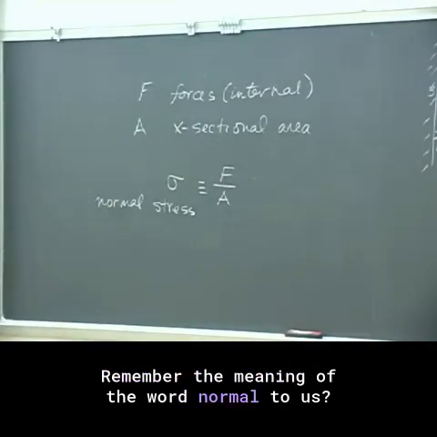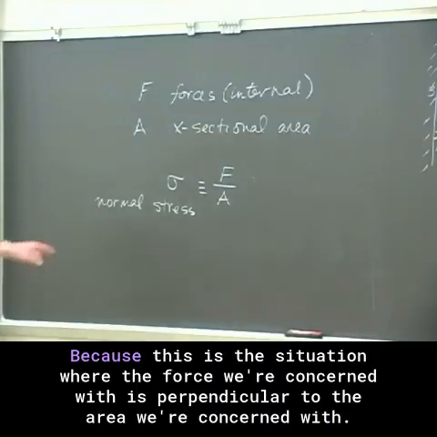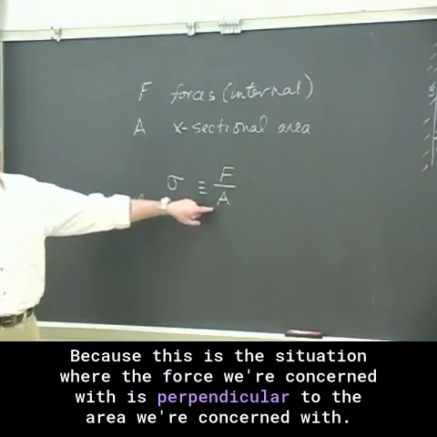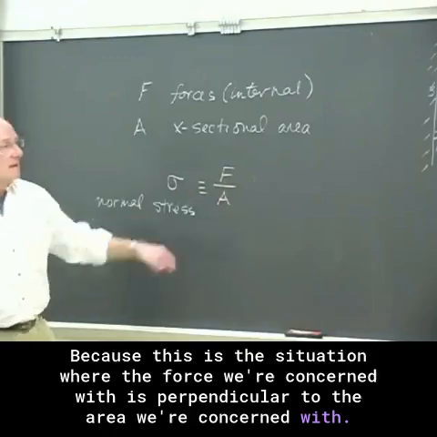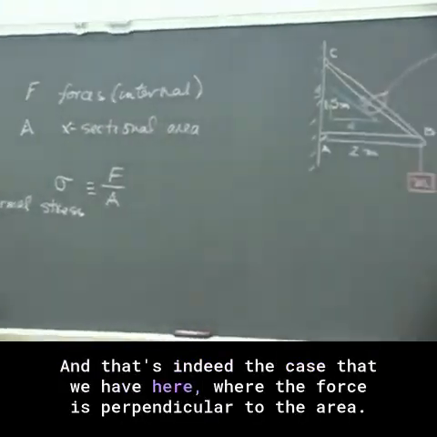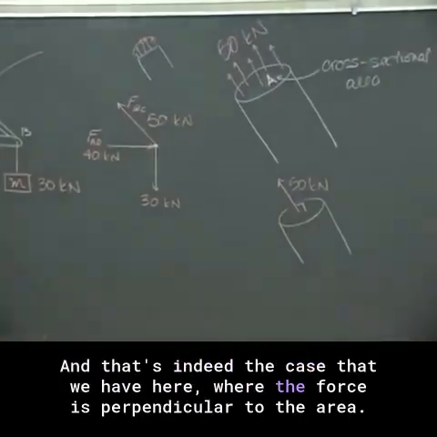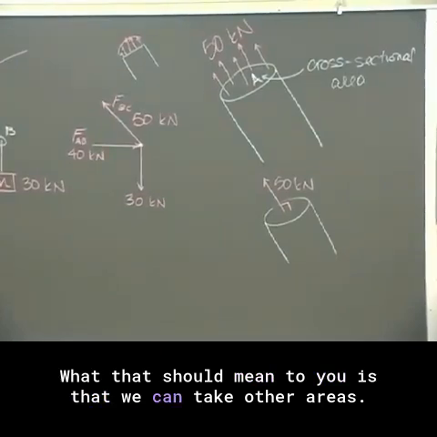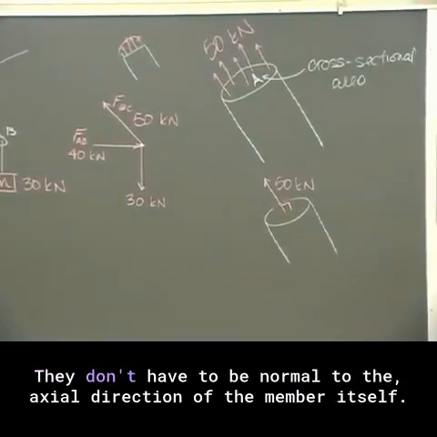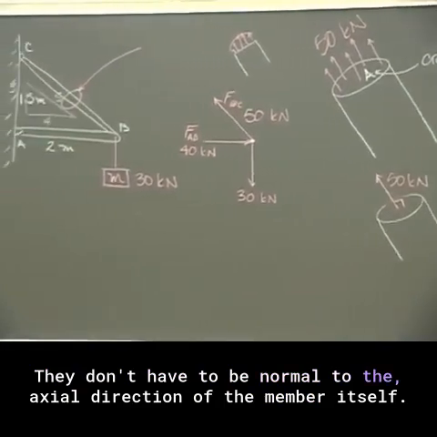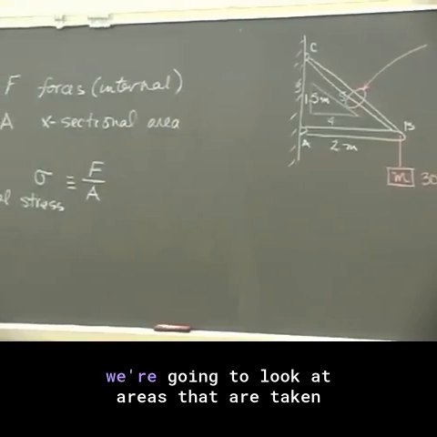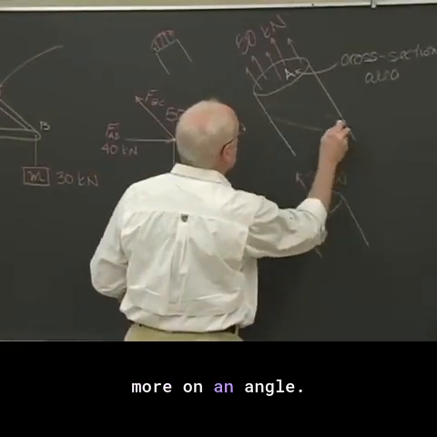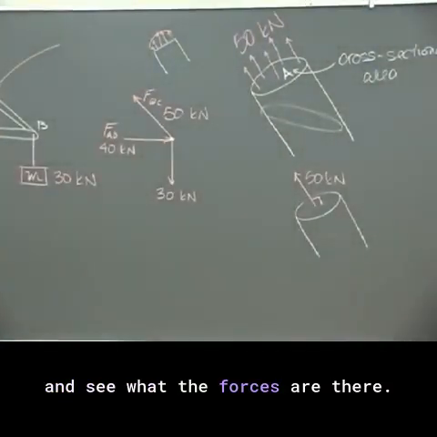Remember the meaning of the word normal to us? Perpendicular. Because this is the situation where the force we're concerned with is perpendicular to the area we're concerned with. And that's indeed the case that we have here, where the force is perpendicular to the area. What that should mean to you is that we can take other areas. They don't have to be normal to the axial direction of the member itself. We're going to look at areas that are taken more on an angle and see what the forces are there.